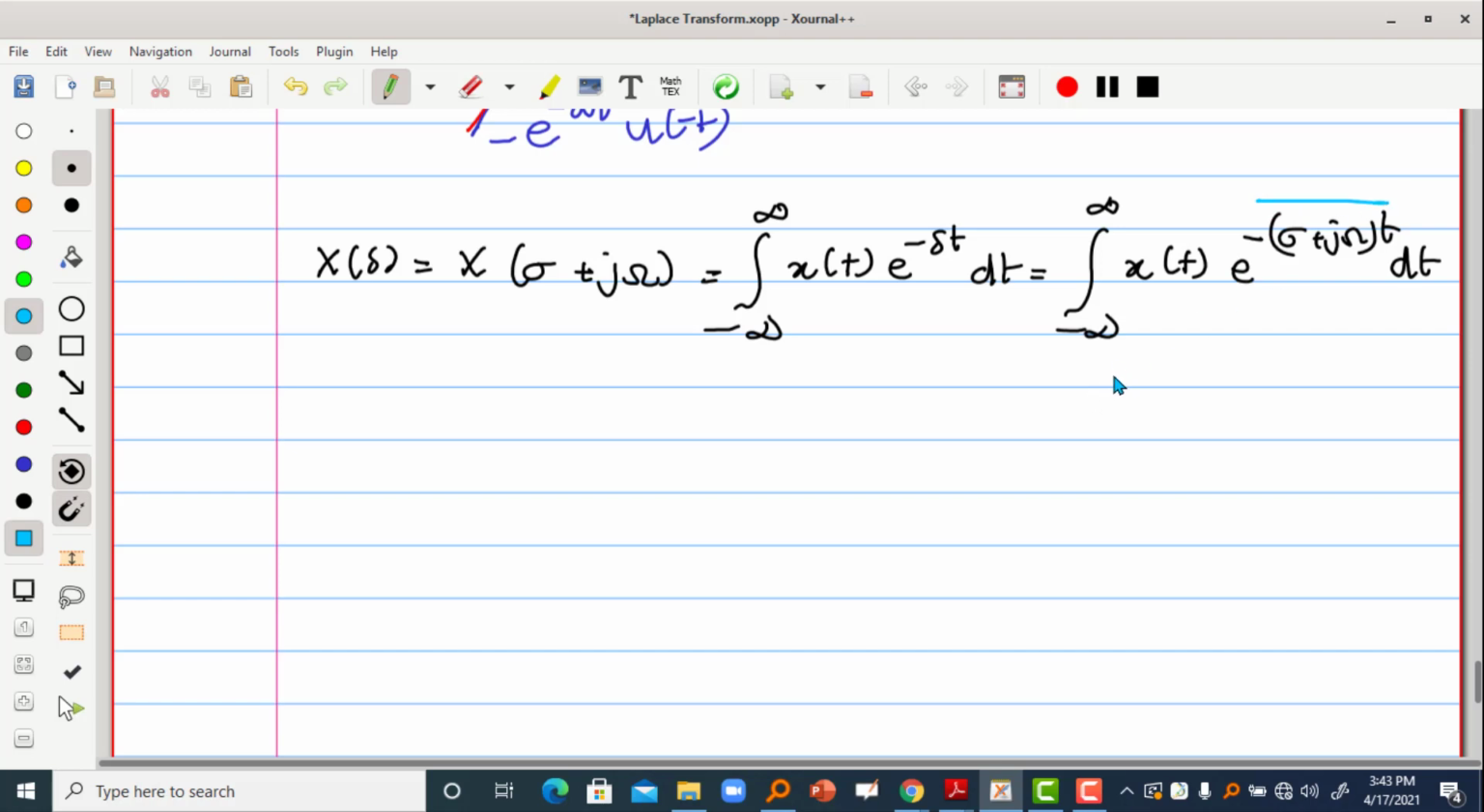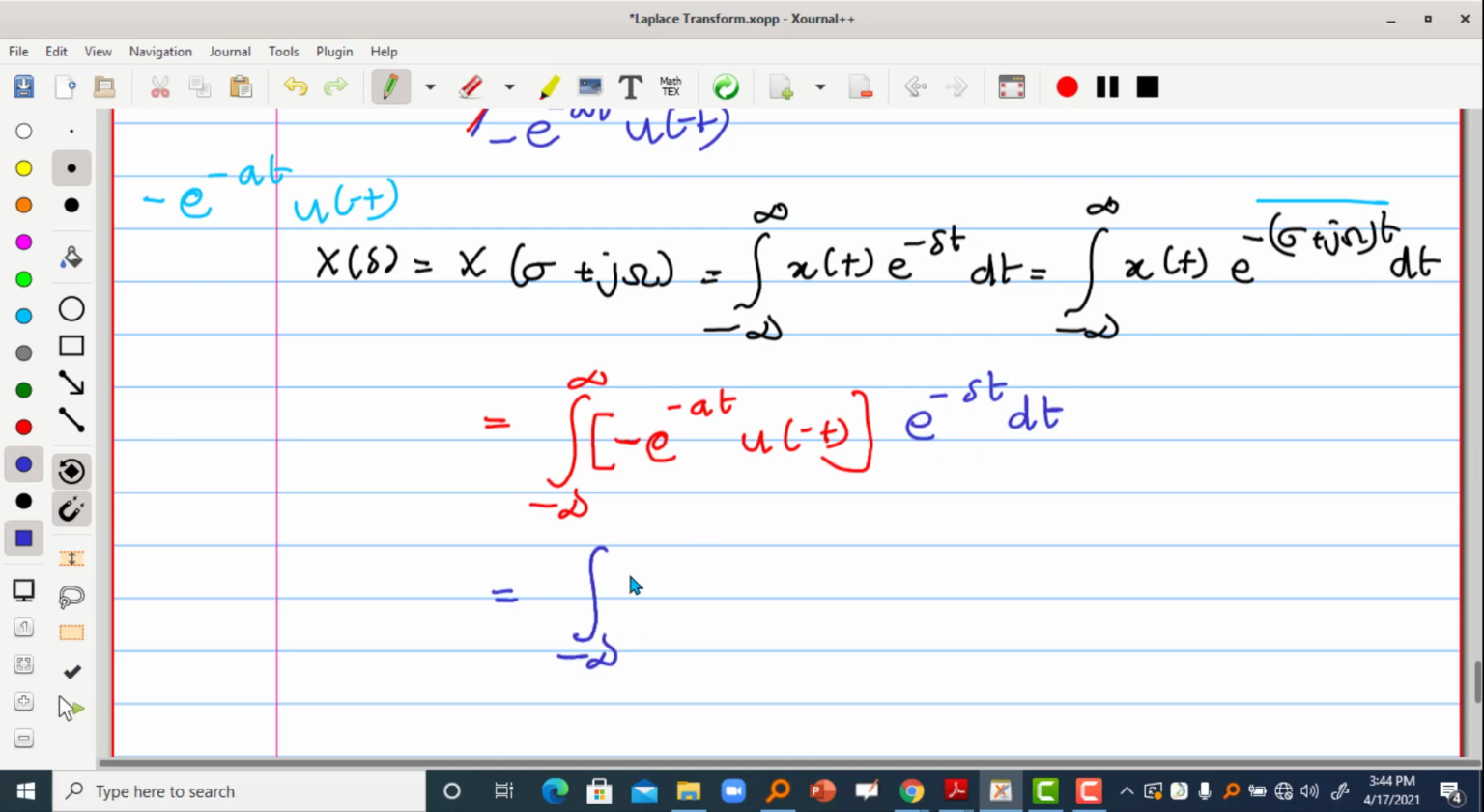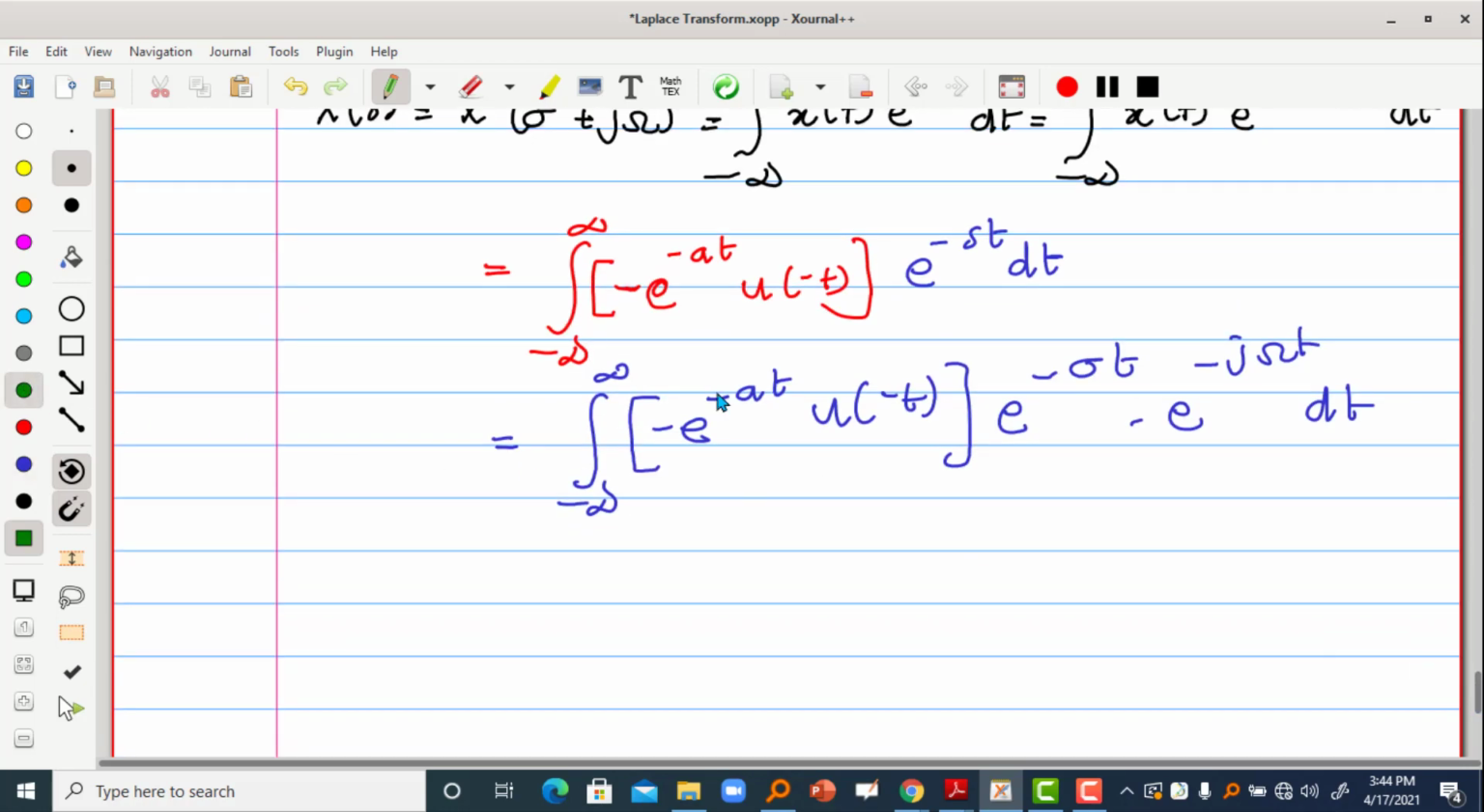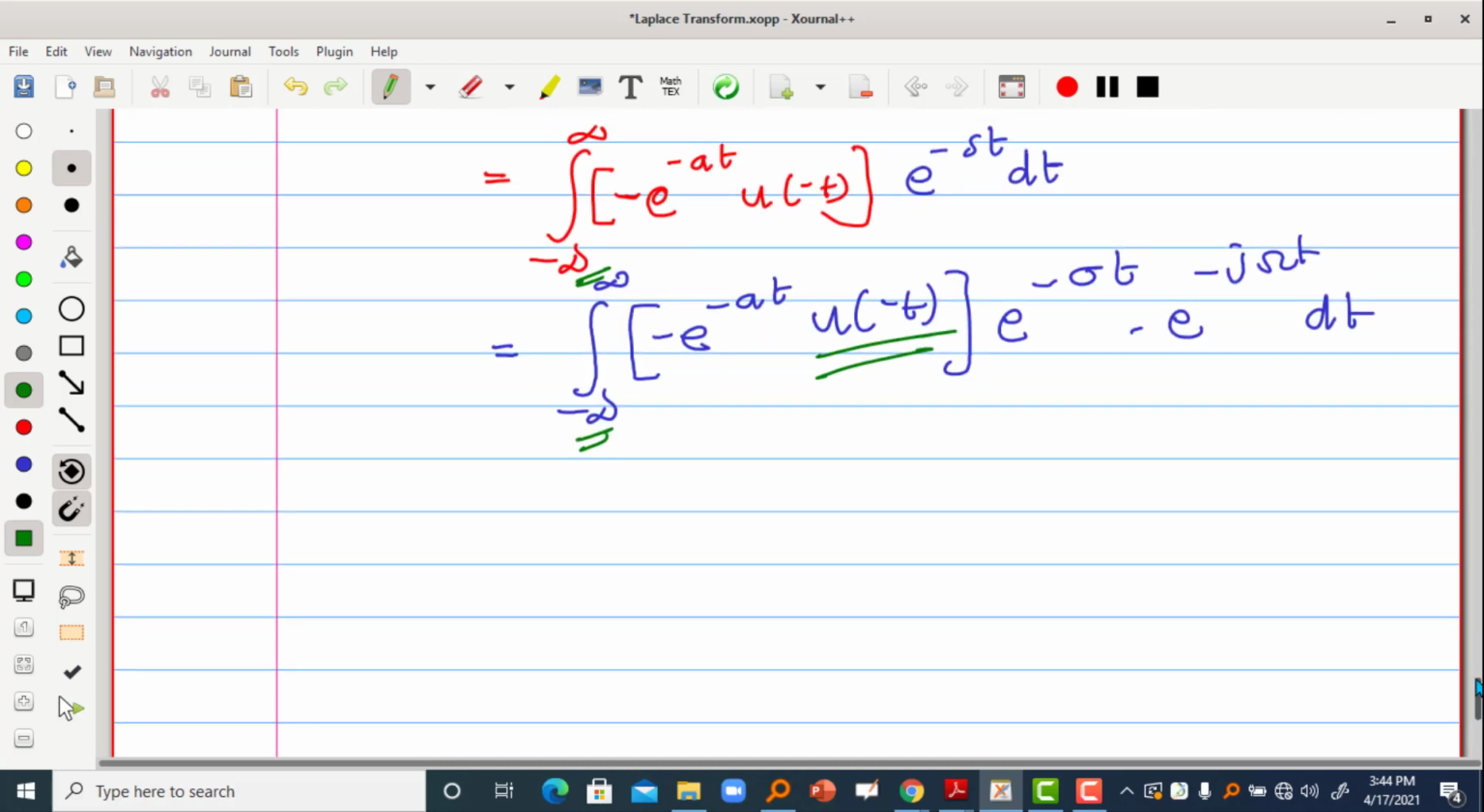Now I can substitute the value of x of t, which is minus e power minus at u of minus t, into this equation. So we will get it like this. Because of the presence of u of minus t, it is not required to compute the integral from minus infinity to plus infinity. We know u of minus t is the reflected unit step signal, so the integral will exist only from minus infinity to 0. So the integral limit will change like this.